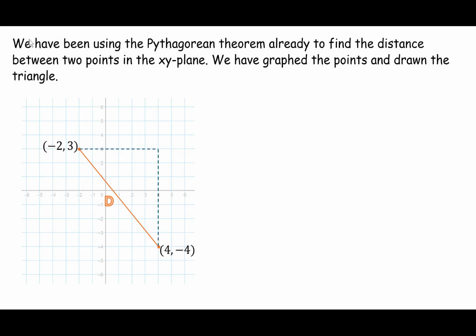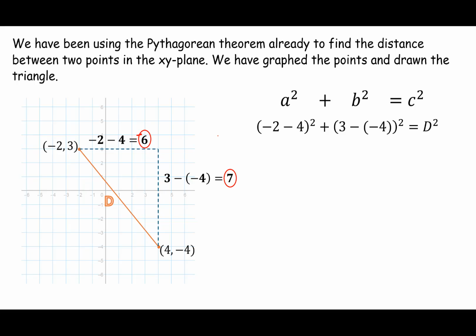The way we've been doing that is we have been drawing a horizontal line, which is the difference in the x-coordinates, that's its length, and a vertical line whose length is the difference in the y-coordinates. So that horizontal line there is -2 minus 4, which is -6. And that vertical line is 3 minus -4, which is 7. And then we know the lengths of the legs. So if we take the sum of the squares of those two legs, a squared plus b squared equals c squared. So 6 squared plus 7 squared is equal to d squared. 36 plus 49 is 85.